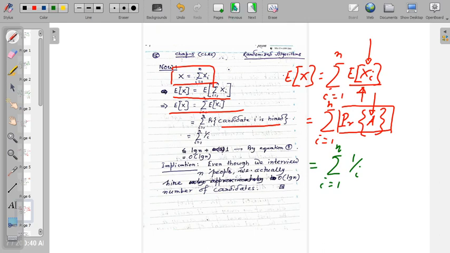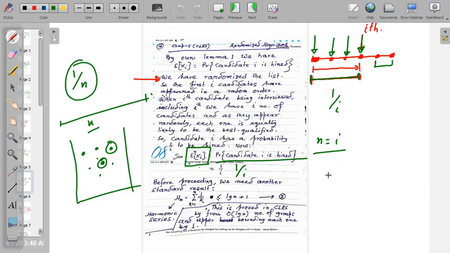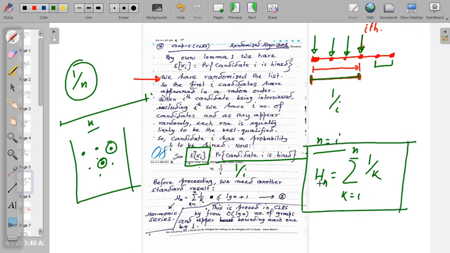Now you see, I have written one thing, Hn equal to the sum k equals 1 to n of 1 by k. This is a very important series. This is called the harmonic series. So the series is, if k equals 1, it is 1, plus k equals 2, it is becoming half, plus like this way up to 1 by n. So what will be the summation of this series? And it is less than or equal to log n plus 1.